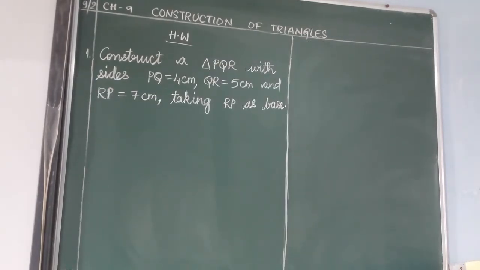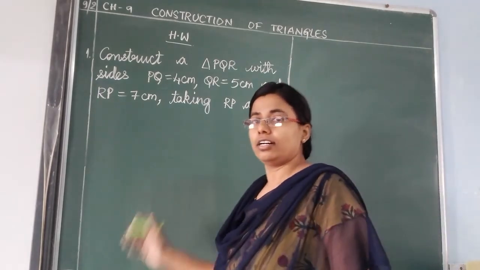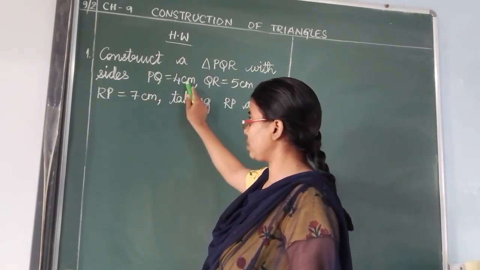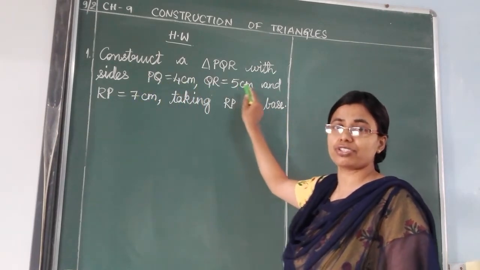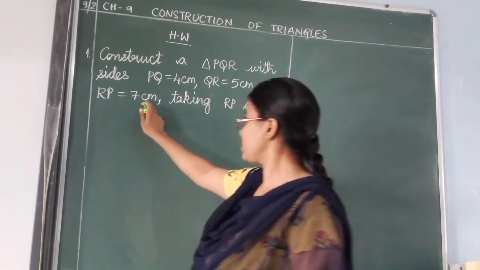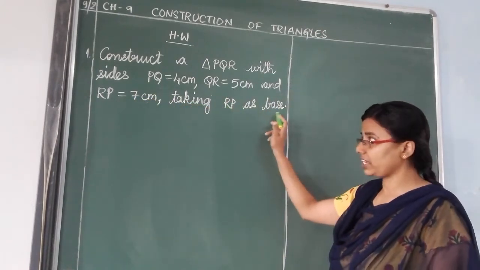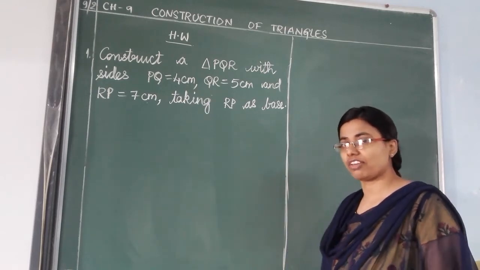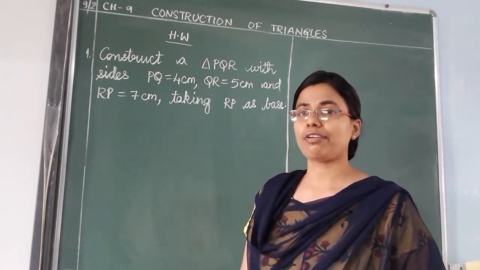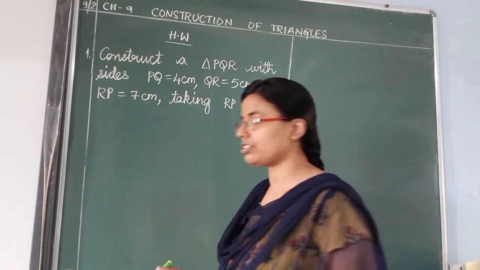Okay, children. So here, for today's homework, construct a triangle PQR with sides PQ equal to 4 centimeters, QR equal to 5 centimeters, and RP equal to 7 centimeters, taking RP as base. This is the question given. So you have to solve this. You have to construct a triangle for this.